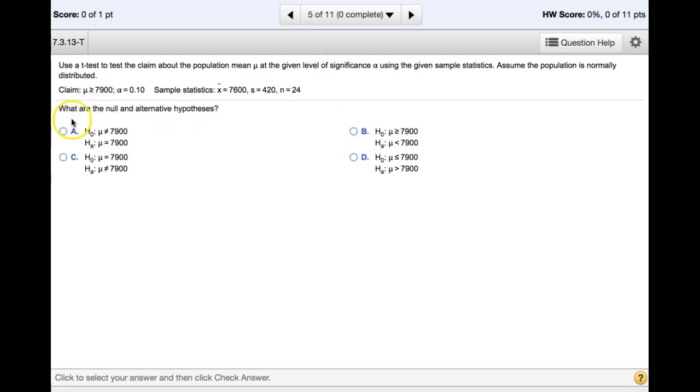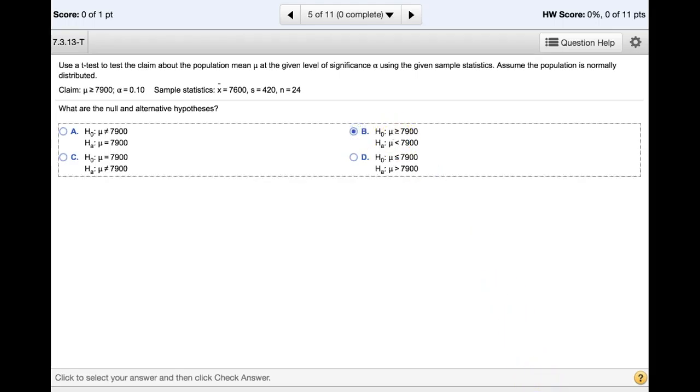So to start off, we need to figure out what are the null and alternative hypotheses. We know that the null hypothesis will always be the one with the equal sign. So here, since we have a greater than or equal to sign, this will be the null hypothesis, or the H sub 0. And then, of course, our alternative hypothesis will just be the opposite of that. So we'll have to find something where it says population mean is less than 7,900. So the best choice here would be B.